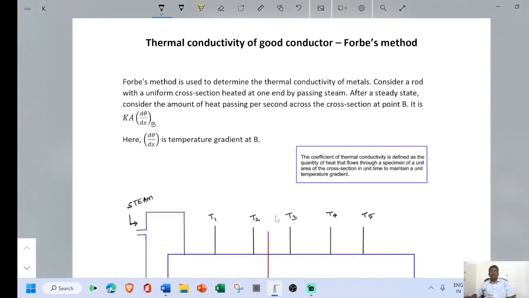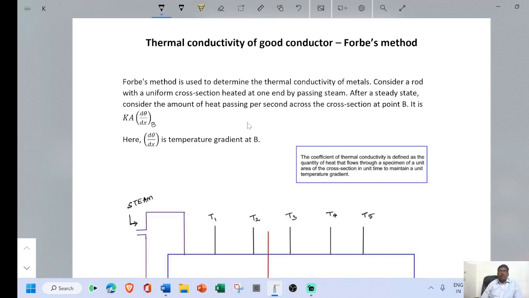During this presentation, we have to discuss the experimental determination of thermal conductivity of a good conductor. For that, we use Forbe's method. Forbe's method is used to determine the thermal conductivity of different metals.